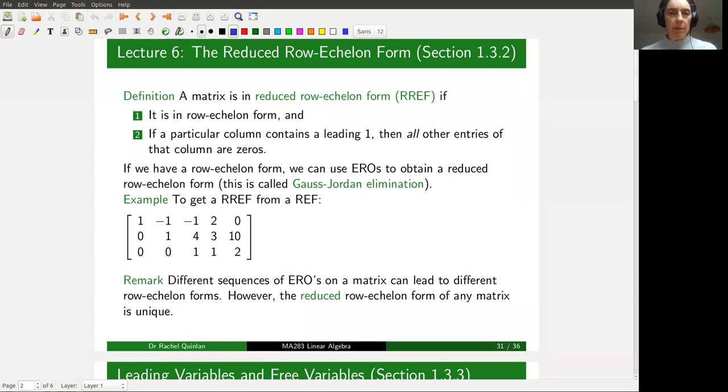So today we're going to develop a little bit further our techniques and methods for solving systems of linear equations by applying elementary row operations to the augmented matrix. So just to recall a few of our definitions from last time, we talked about how to write the augmented matrix of a system of linear equations.